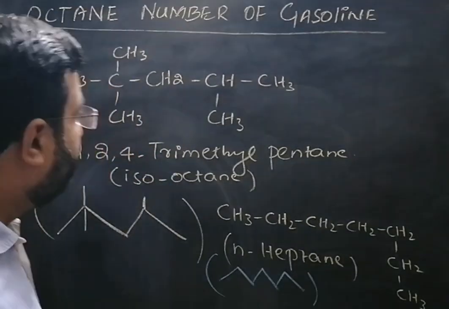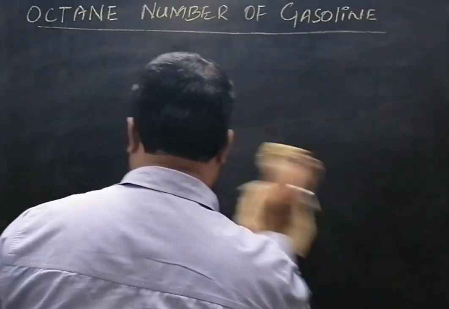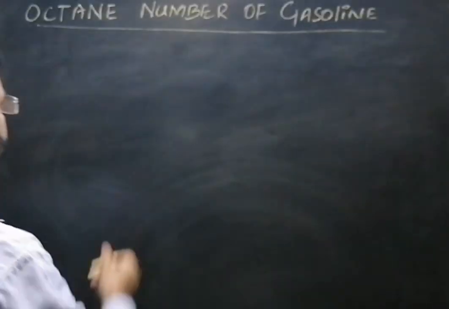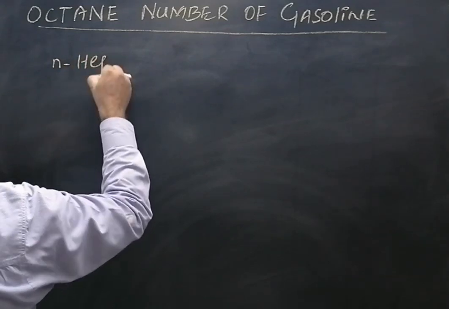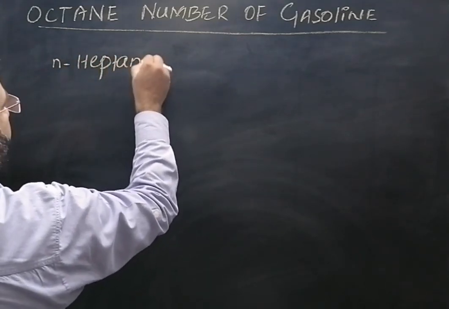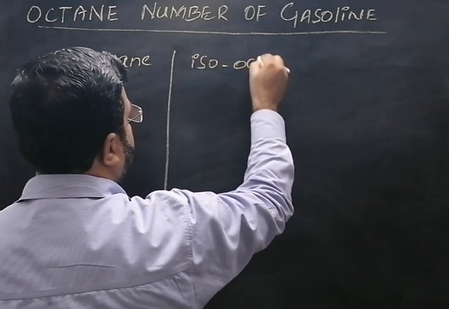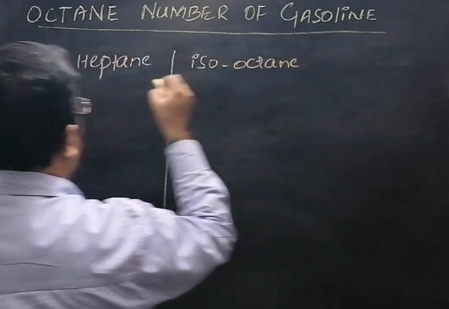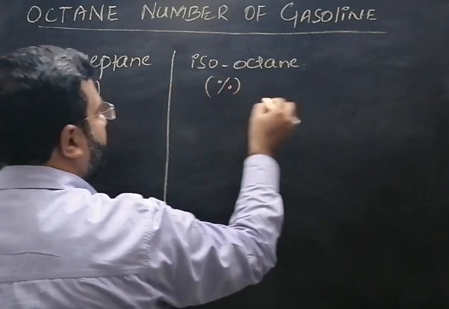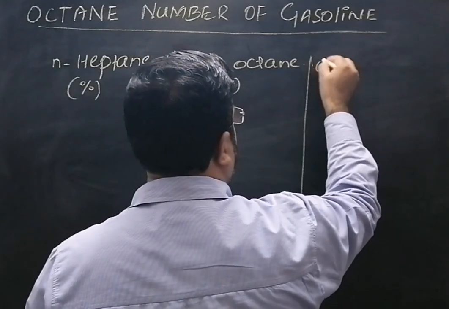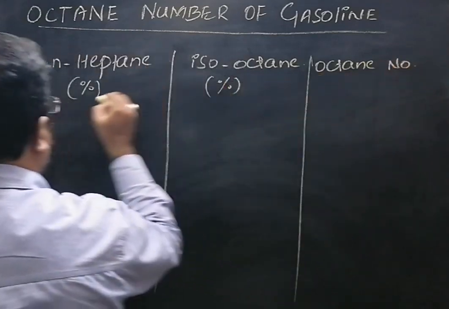Now there are different compositions of the reference fuel which are prepared, just like, suppose that N-heptane and isooctane, their percentages are mentioned in these two columns, and here will be the octane number of that reference fuel.